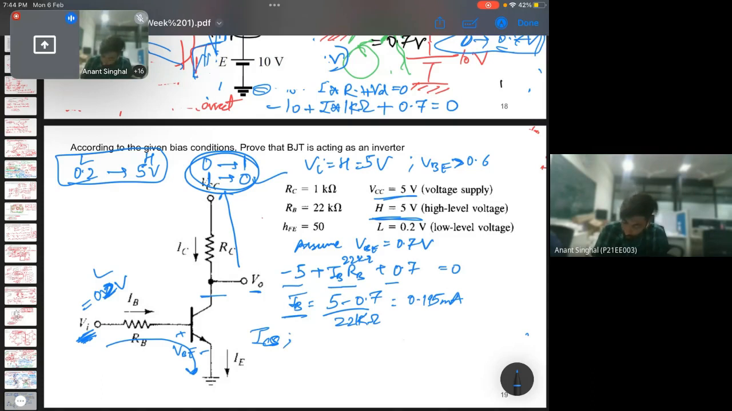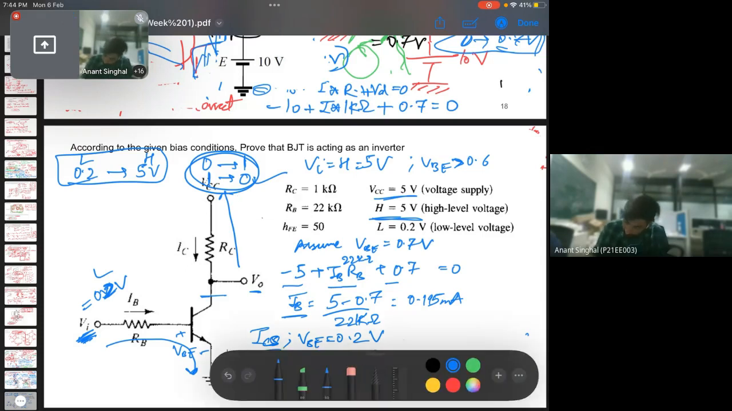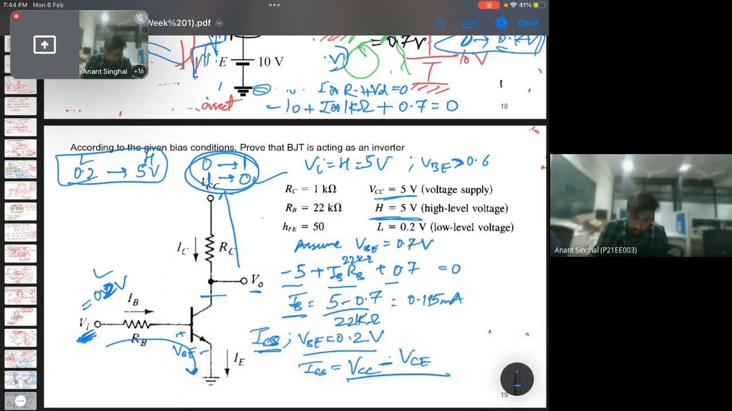Maximum collector current: for saturation we need to assume that VCE is 0.2 volt. We just wrote it earlier. So ICS, the maximum collector current, which means this is in saturation, is VCC minus VCE upon RC. There will be a whole current IC here, which is IE only.